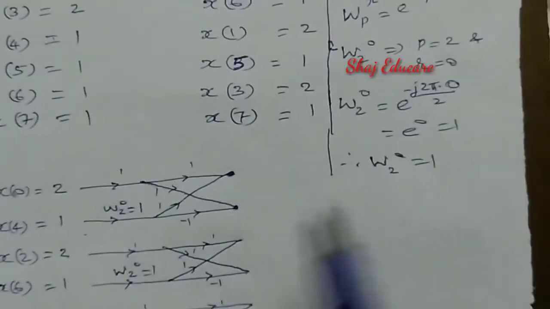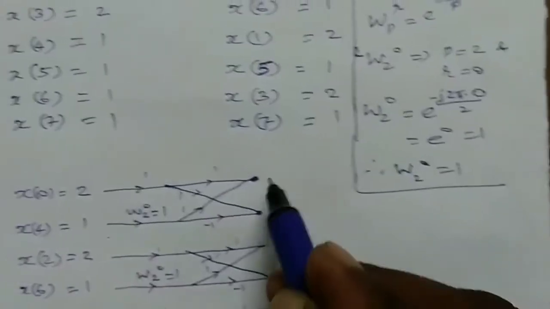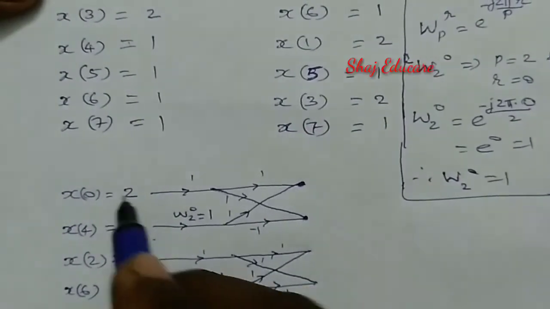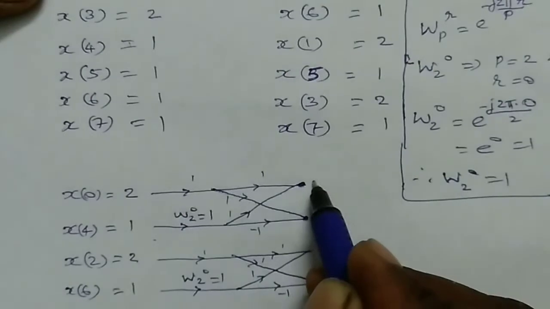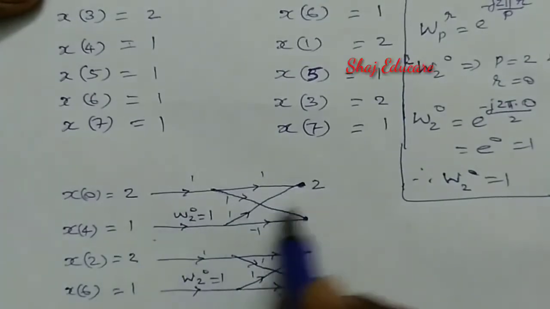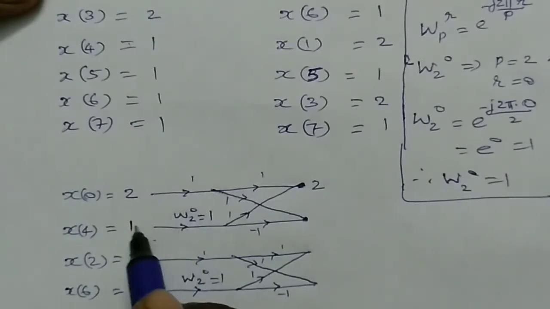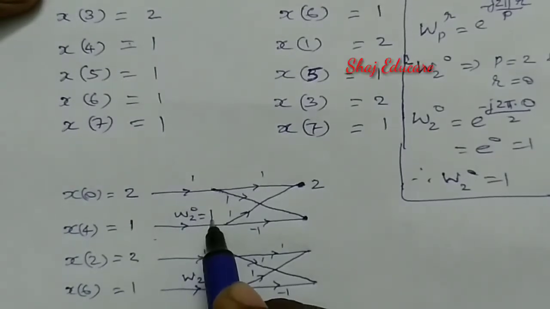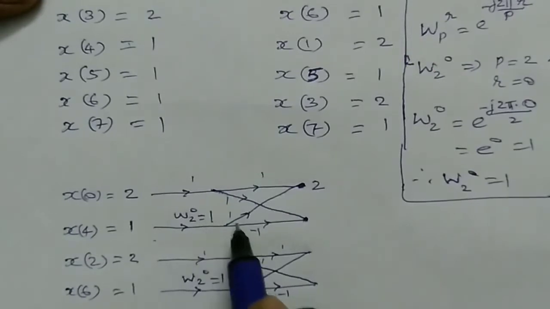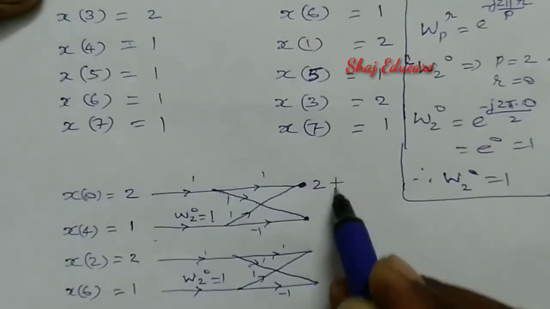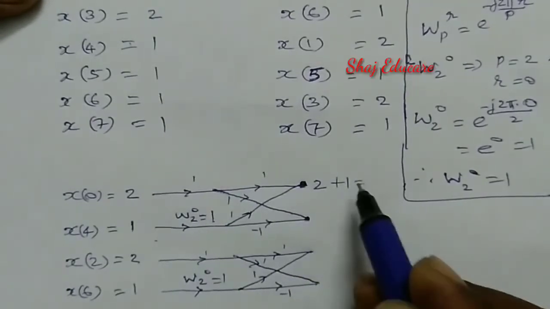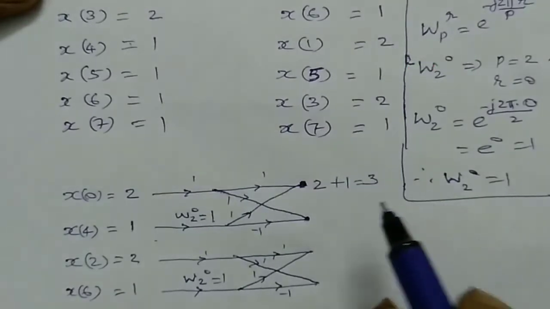Okay, clear? We proved here. Now let us find the values here. Here we have 2 into 1 into 1, it is equal to 2. And here we have one more connection. Signal is coming from 1 in this one into this phase factor or twiddle factor. 1 into 1 becomes 1. Here both are added together to get 3.